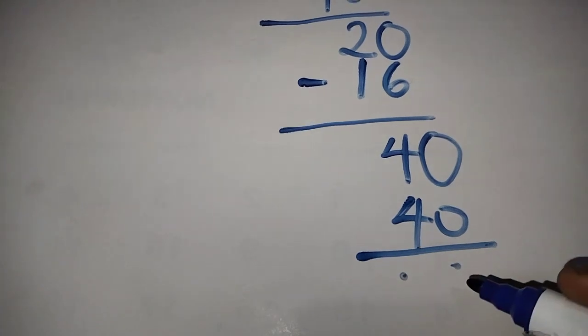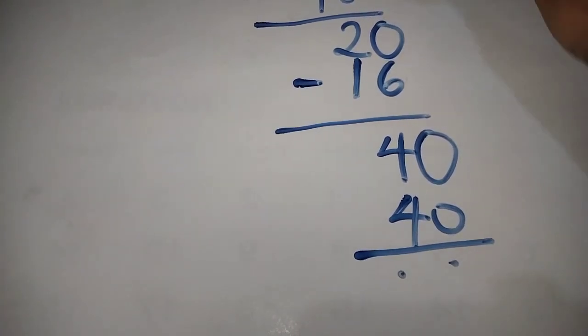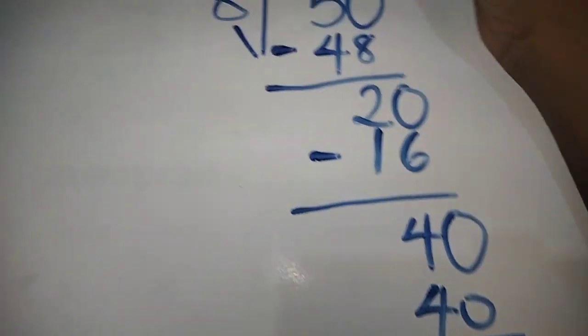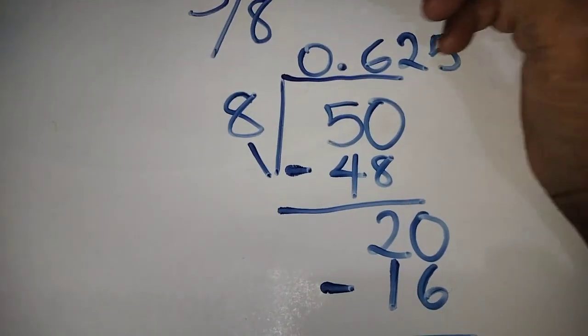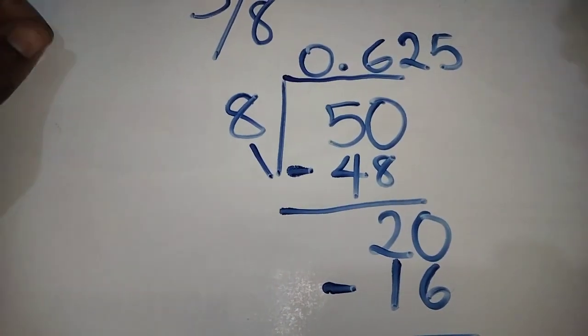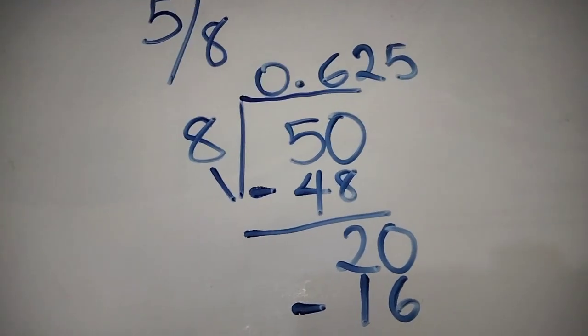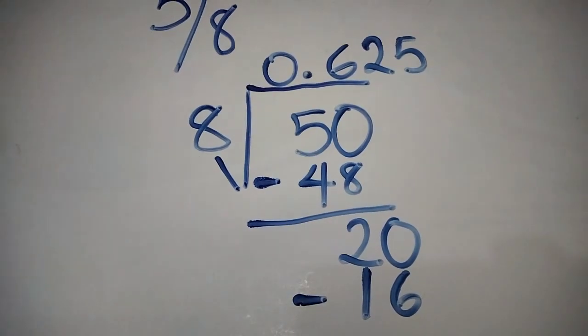So 5 over 8, or 5 divided by 8, is the same thing as 0.625. That's our answer. Thank you.